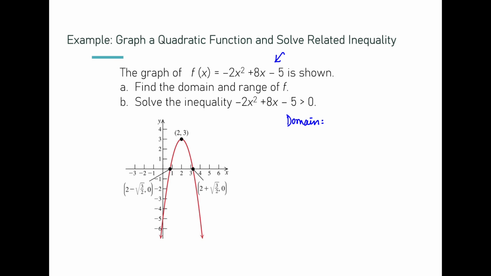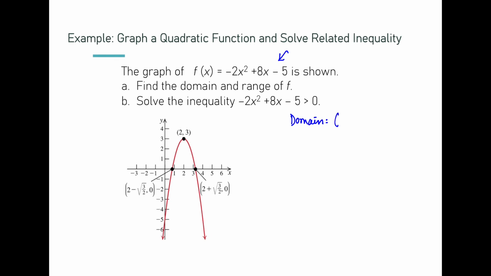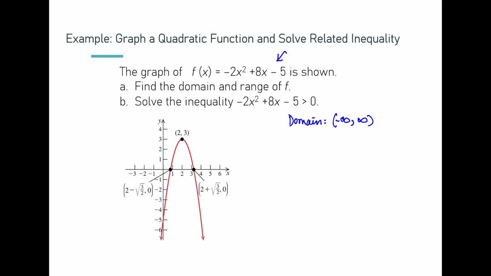Because there's no way for me to get 0 in a fraction or negative under a square root, I know the domain of this function is negative infinity to positive infinity. I can also look at my graph here and see what's going to be happening with the x, right?